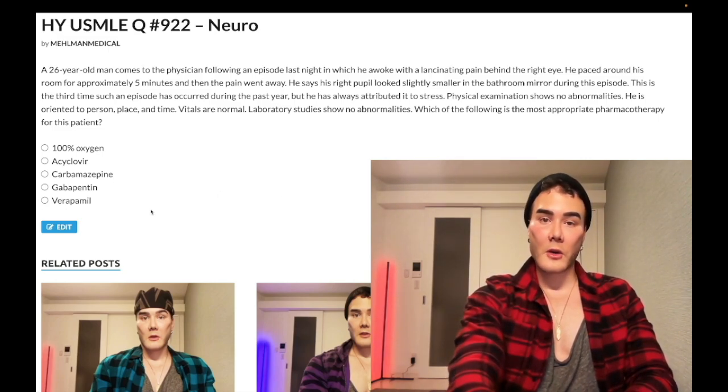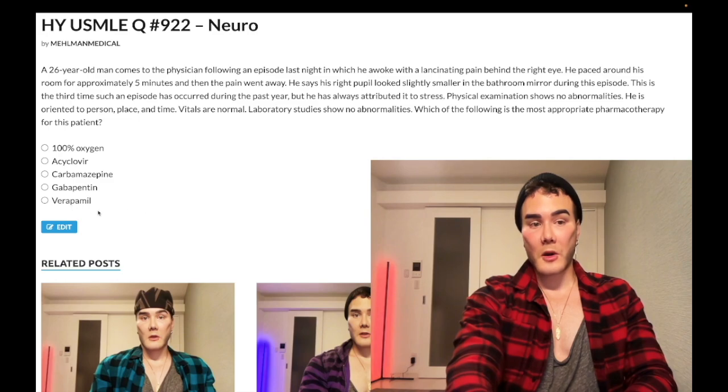Choice E, verapamil, correct answer. A non-dihydropyridine calcium channel blocker, with one of its use cases being prophylaxis for cluster headache to decrease recurrences. So as I inculcated, 100% oxygen is going to be used to abort acute episodes in theory, but we can use the non-dihydropyridine calcium channel blocker, verapamil, to decrease recurrences of episodes of cluster headache.